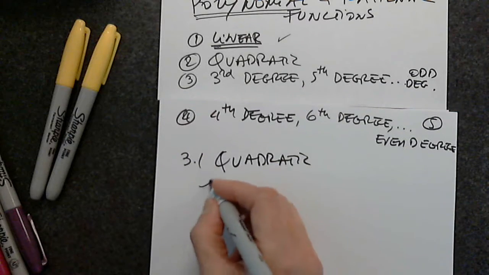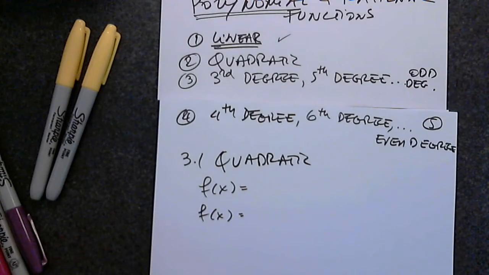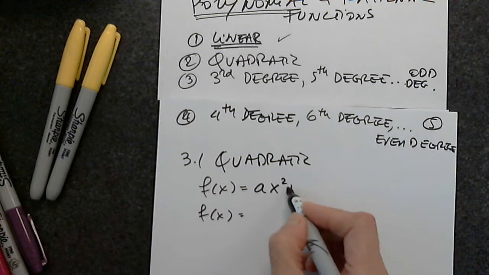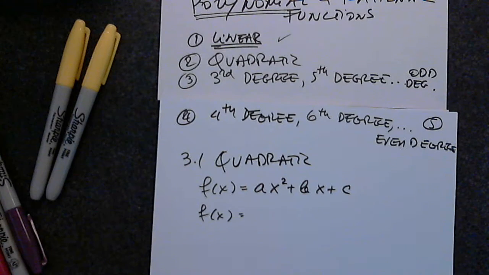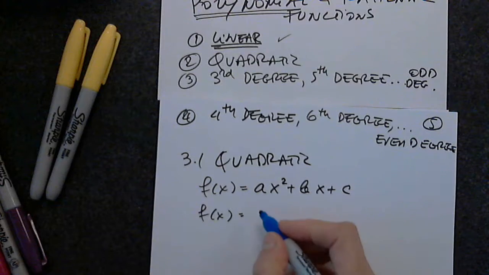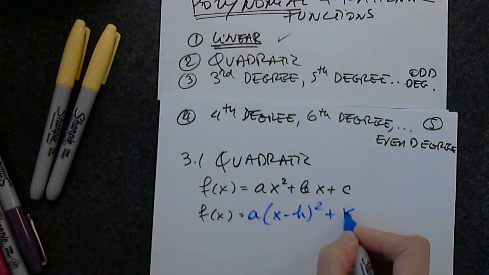Okay, so we have two possibilities for the quadratic. The quadratic function can be given to us in two different ways. Here's one way, ax squared plus bx plus c. We've seen this over and over in previous courses, and we've seen it here with the quadratic formula. Here's another way. Let's say a(x minus h) squared plus k.